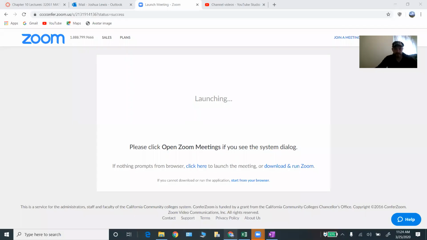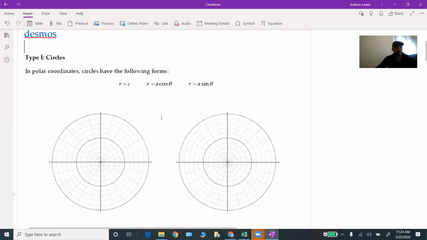All right, so we looked at how polar coordinates work and polar equations, compared them to their Cartesian counterparts. And now let's look at curves in polar coordinates. So the first thing I want to look at are circles. And you need to know the forms and be able to recognize them.